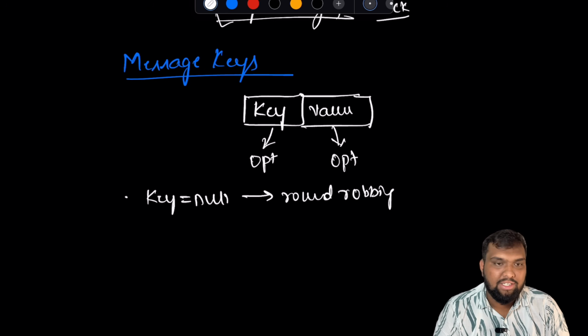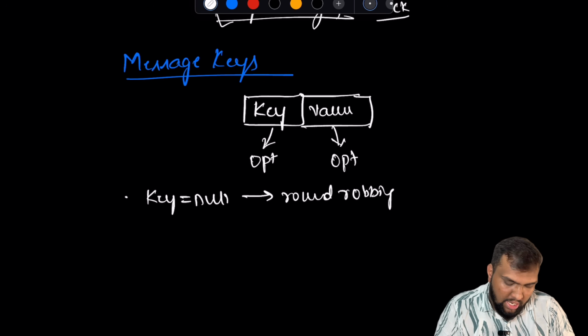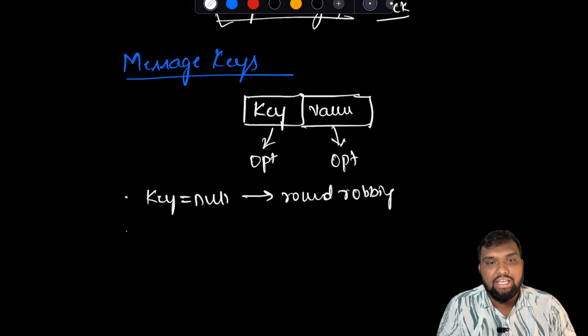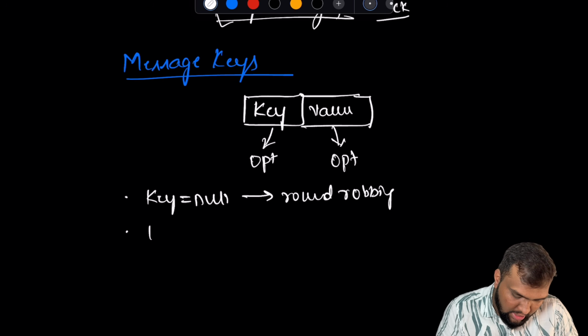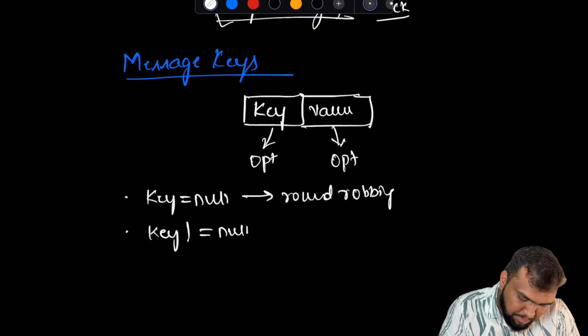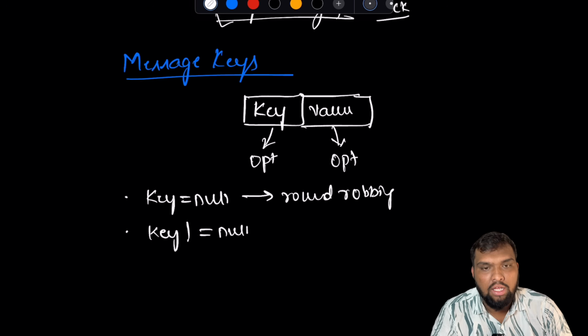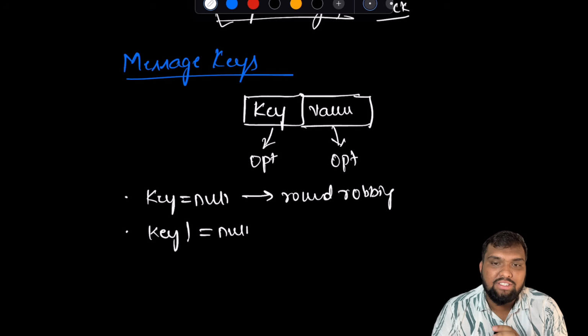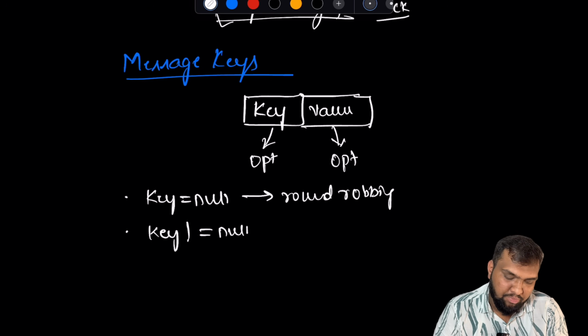And then back to P0 and so on and so forth. Next, let's say the key is not null. So let's assume that key is not equal to null. In this case, what happens? Then all messages that share the same key will always be sent and stored in the same Kafka partition.